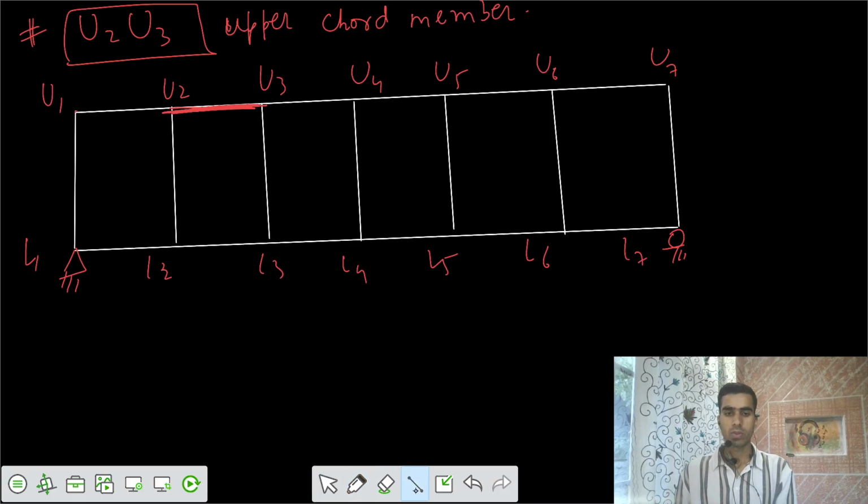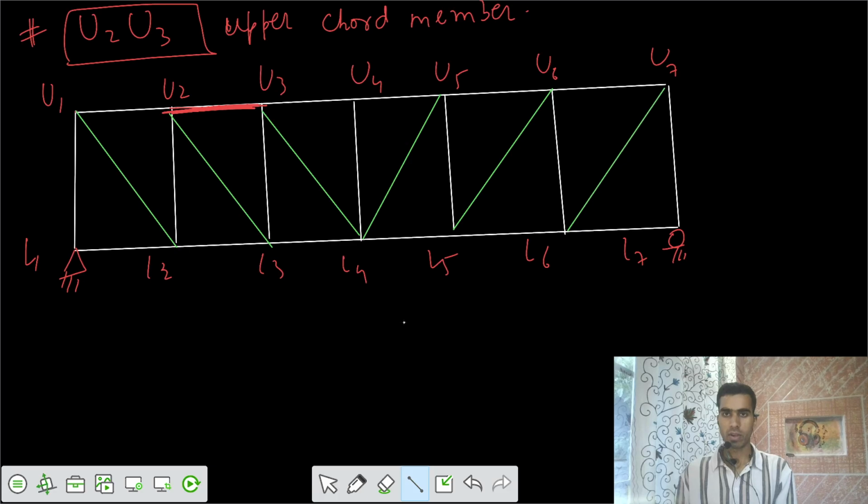Now we have to join those by diagonals. We have diagonals in this way, then up to the midspan, there is a change of fashion, so that finally it's in this way also. So this is what we call an N girder. Here the shape is an N girder. So we say this is your N truss, N type truss. Let's say this is an N truss.